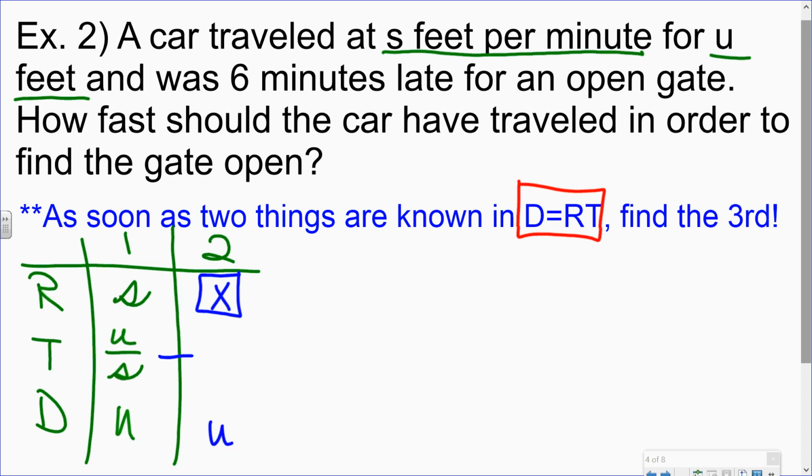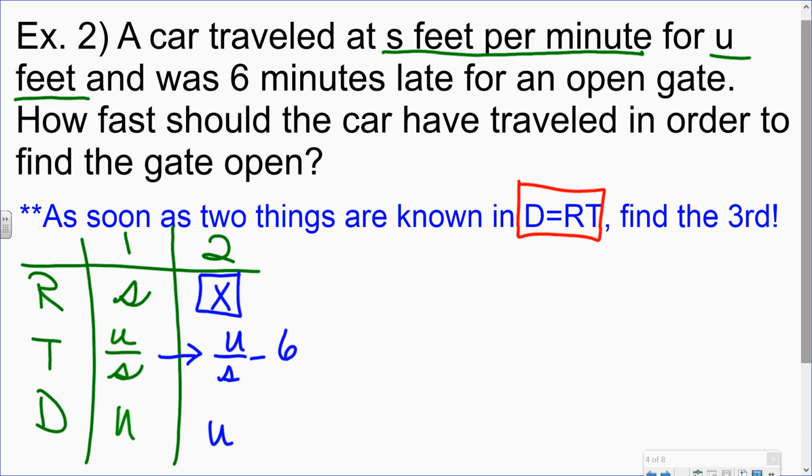Now for the third one, we're going to think about how we adapt it from column 1, and we're also going to need R times T equals D to be true for case 2. Sometimes you'll be adapting 2 of these as you fill in column 2. For this one, they were 6 minutes late. They took too much time getting there. They need to get there in a shorter time. They needed to get there U over S minus 6.